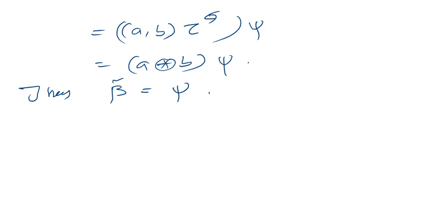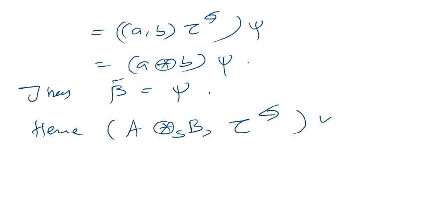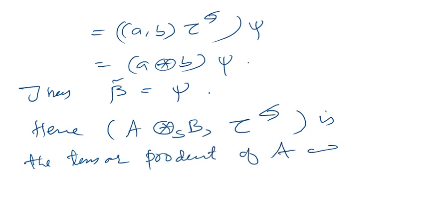Hence the pair A tensor B and this tau natural is the tensor product of A and B over S. और जो भी बाकी टेंसर प्रोडक्ट्स होंगे वो इसके आइसोमॉर्फिक होंगे.